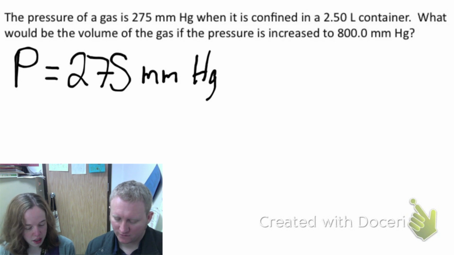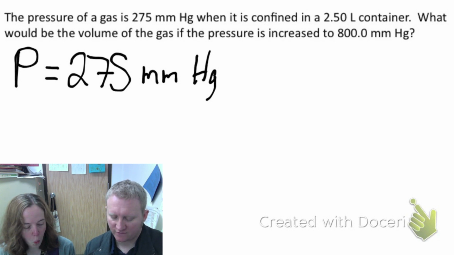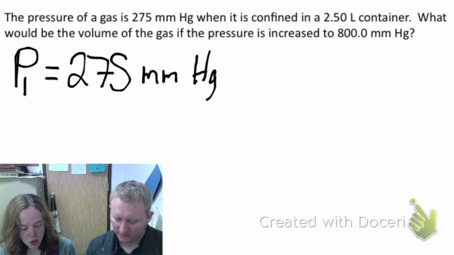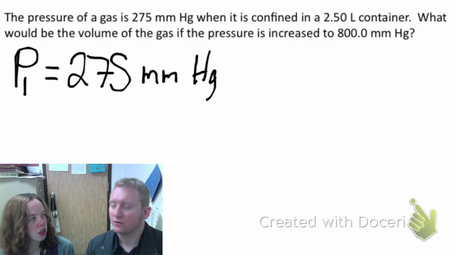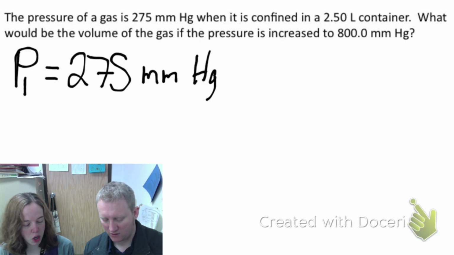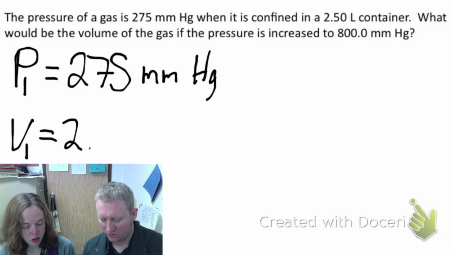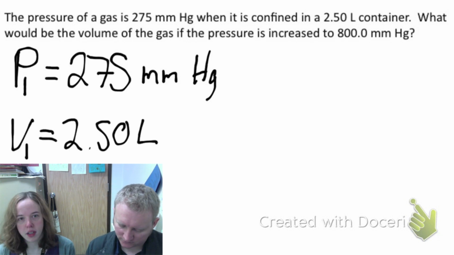Okay. So it's telling us the beginning, so this is going to be our pressure. So this is the 1. First one. All right. And so what's the next thing it tells us? When it is confined in a 2.5 liter container, so that would be the volume. That's the volume, and that's our volume at the beginning, so that's our V1. Okay. 2.50 liters. And we know that's a volume because it's liters.